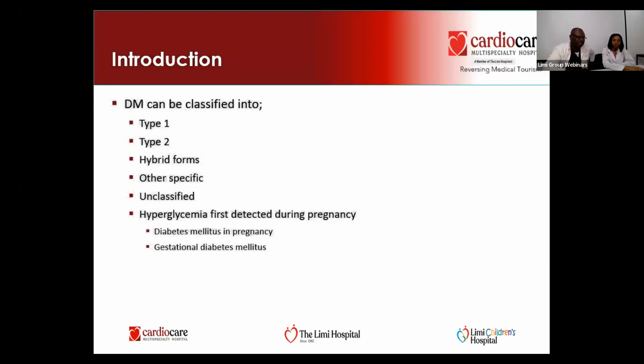The other specific types used to be called type 3, whereby you have different classifications: genetic abnormality of beta cell function, that's MODY; insulin action abnormalities, such as Rabson-Mendenhall syndrome; and other conditions like problems with the pancreas, which can be pancreatitis or pancreatectomy, and other hormonal involvement like Cushing's, growth hormone excess, and thyroid abnormalities.